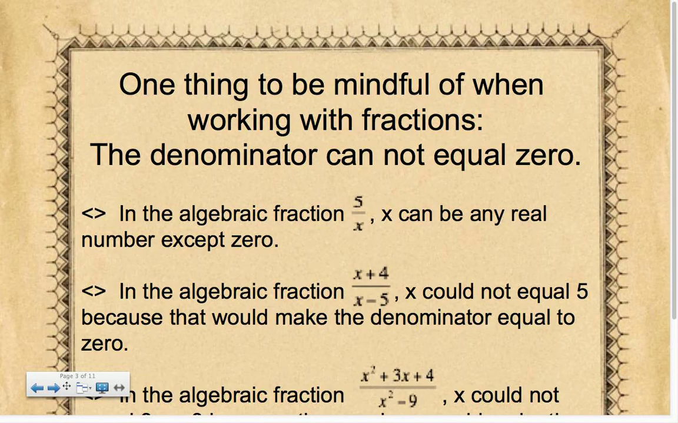So one thing to be mindful of when working with fractions is the denominator cannot equal 0. And we know that because the universe might explode. So for example, if we have 5 over x, x can be any real number except for 0 for that one.